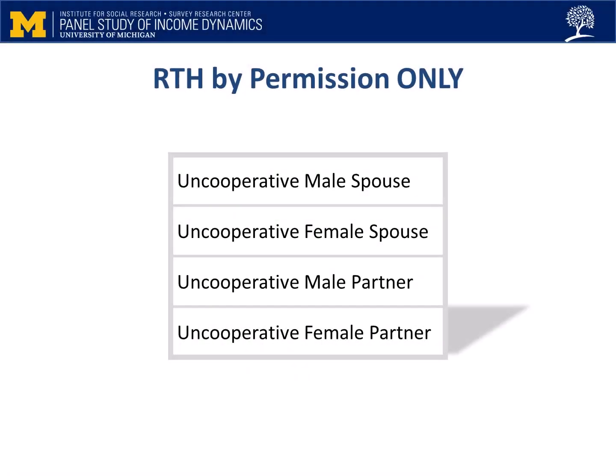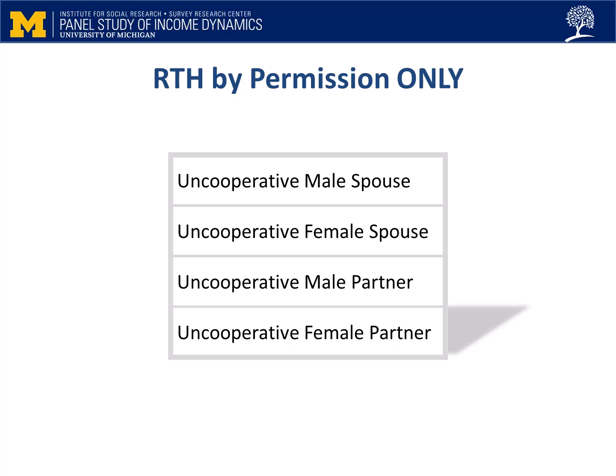There are 4 special relationships to reference person that you will use only with permission. These are used in families where a sample reference person is married or in a partner relationship, but where the interviewer has been informed, in the past or the present, that the spouse or partner does not want information given out about him or her. In those rare cases, and only with permission from study staff, one of these relationship to reference person codes is assigned, making him or her an OFUM.